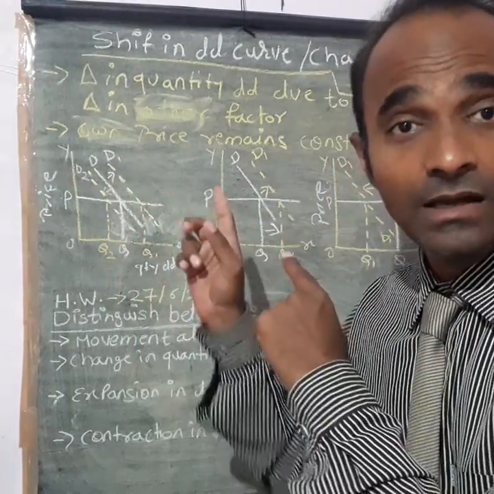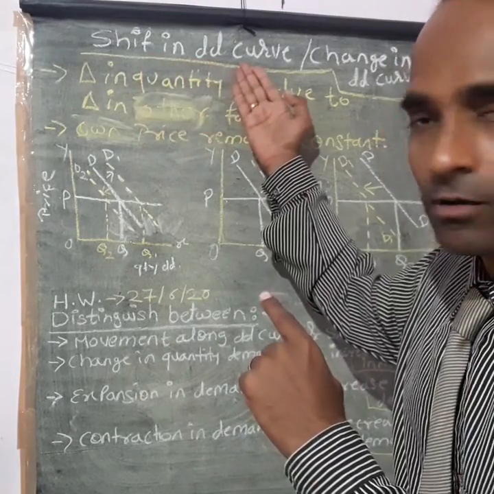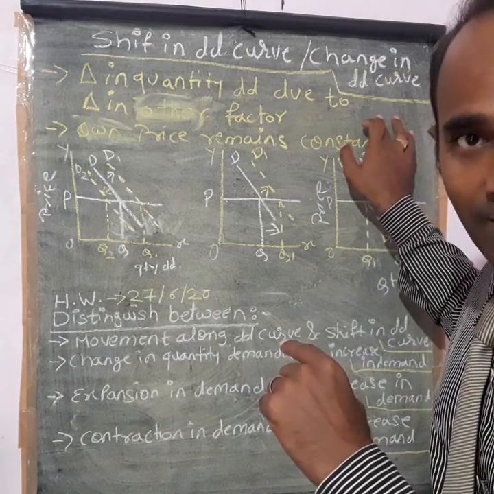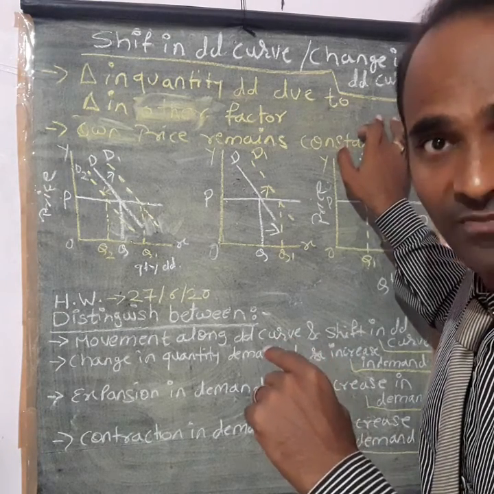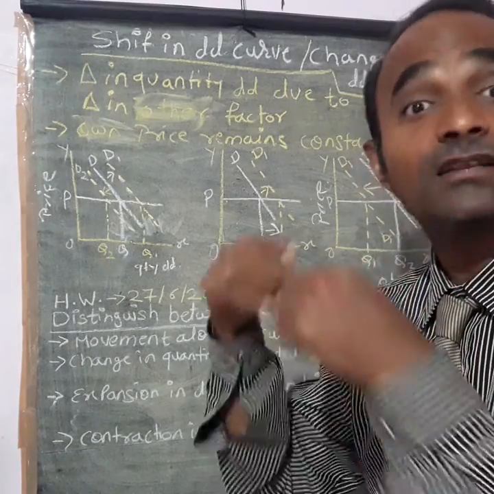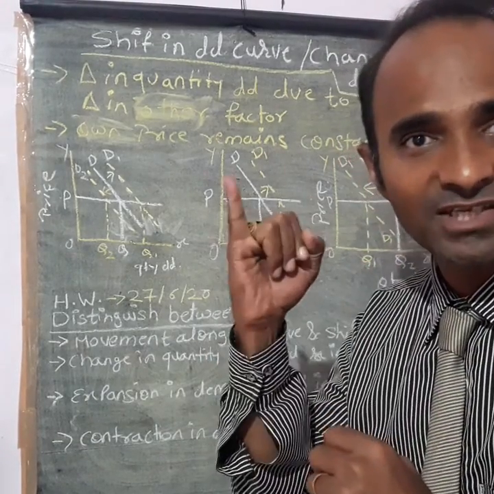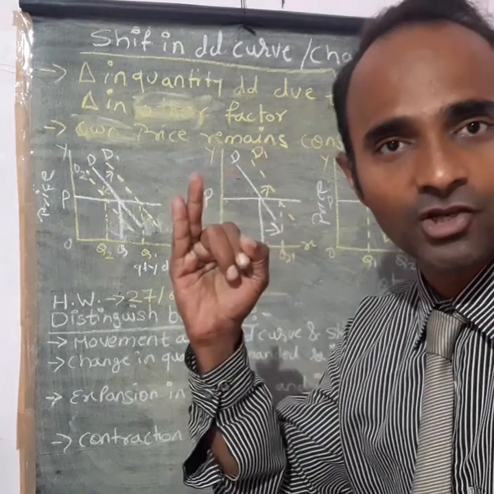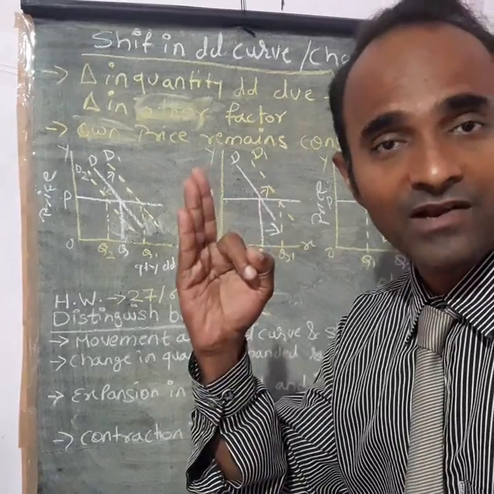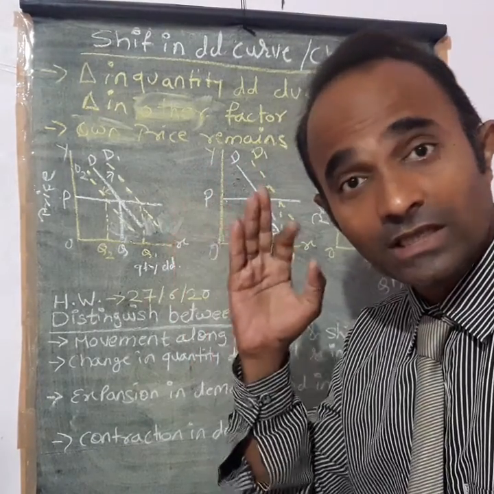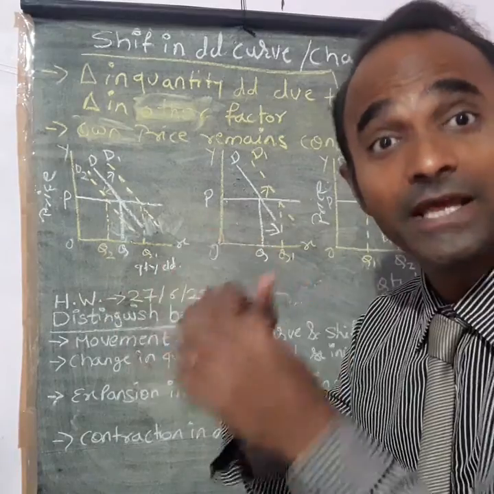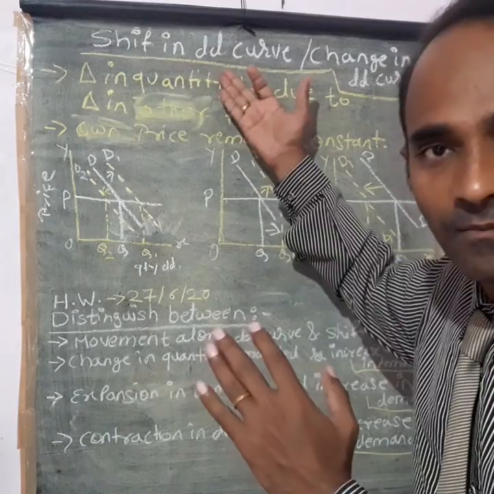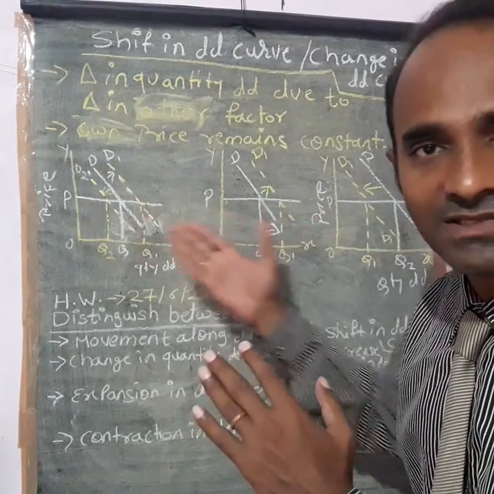But now, in a shift in the demand curve or changes in demand, the changes in demand or the demand curve are due to changes in other factors. For example, changes in fashion, changes in prices of substitutes or complementary goods, and changes in preference or taste. So these are the other factors, including income, that lead to a change or shift in demand. We will see this with the help of this diagram.